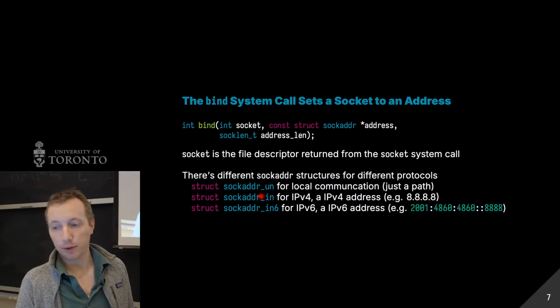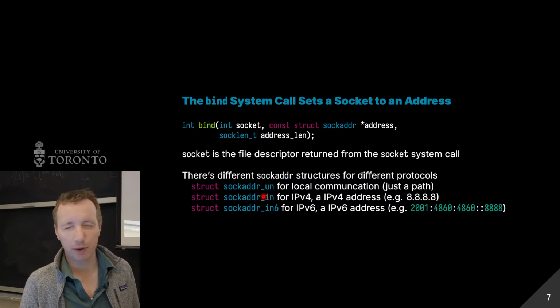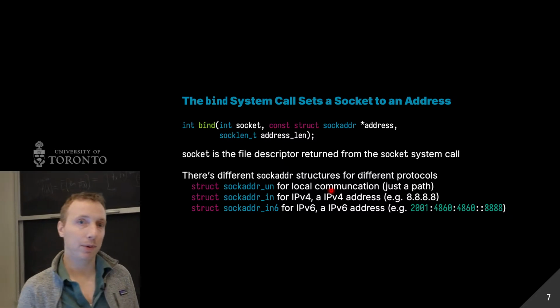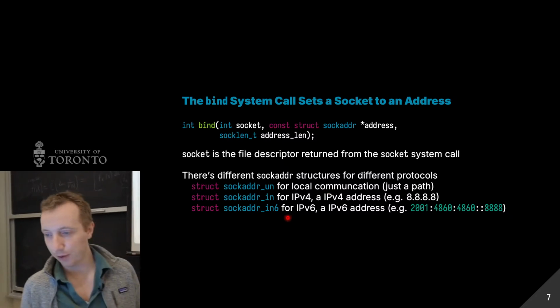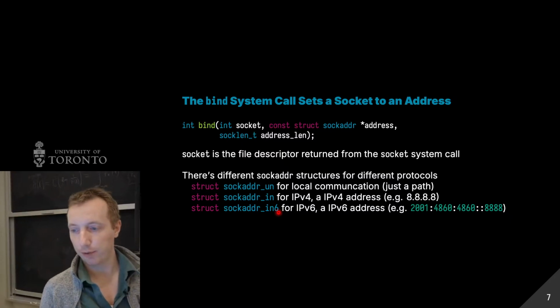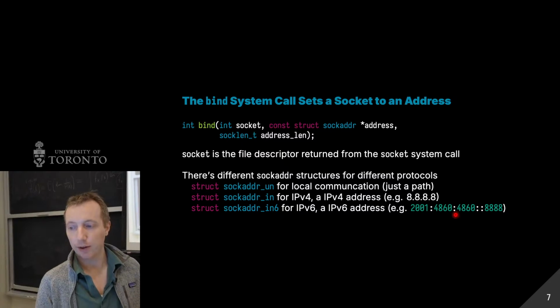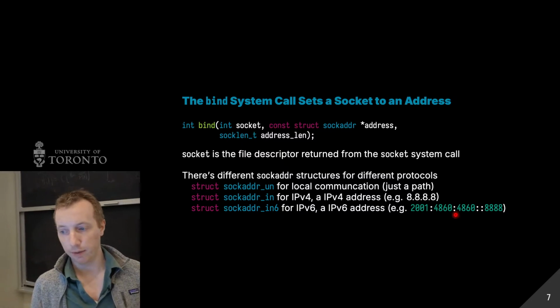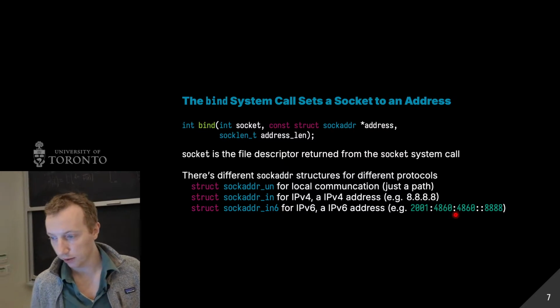And then there's sockaddr_in, supposed to be short for INET. Don't know why again, that's just an IPv4 address like 8.8.8.8, which is one of Google's servers. And then there's in6 or INET6 for the IPv6 address, and they look something more ugly like that. Usually they're done in hex and divided into 4 little chunks there.